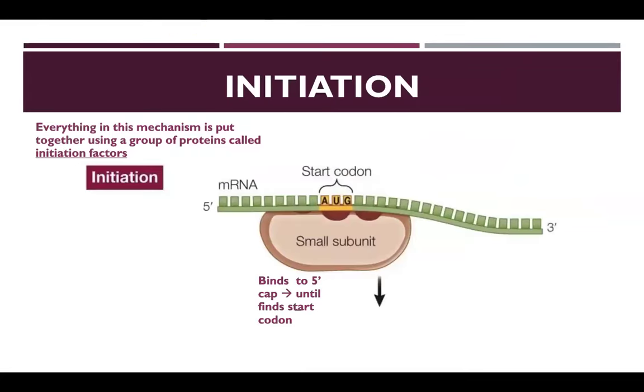So first, initiation. The mRNA transcript has a start codon. This start codon is known as AUG. So the small subunit binds to the 5' GTP cap and it moves along the transcript until it finds that AUG codon. Once it finds the AUG codon, it tells the cell that okay, now we need to start translation.